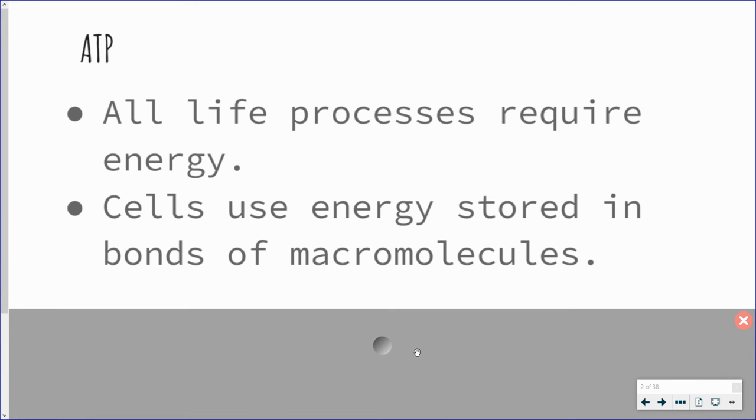Our cells will use energy stored in chemical bonds of macromolecules. Our bodies use chemical potential energy. Chemical potential energy, as you may recall from physical science, is energy stored in chemical bonds. Macromolecules like carbohydrates, lipids, and proteins contain a large number of chemical bonds, so they have a large amount of energy stored within them.